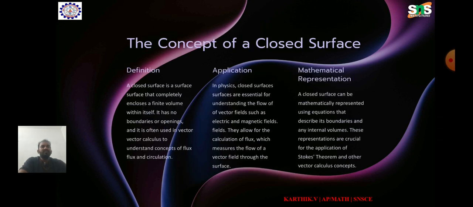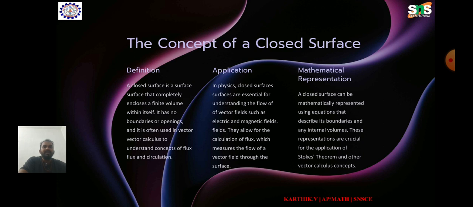Concept of a closed surface. A closed surface is a geometric object that completely encloses a region in three-dimensional space without any holes or boundaries. Definition of a closed surface: a closed surface is a surface that forms a continuous unbroken boundary around a solid region in three-dimensional space. It has no openings or boundary curves and fully encloses the volume within it.